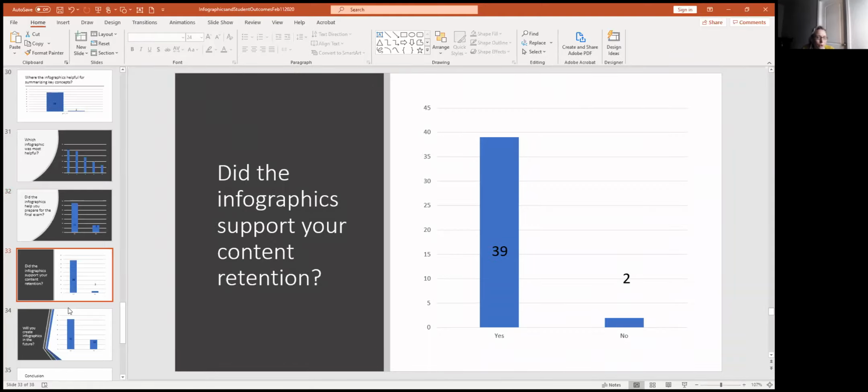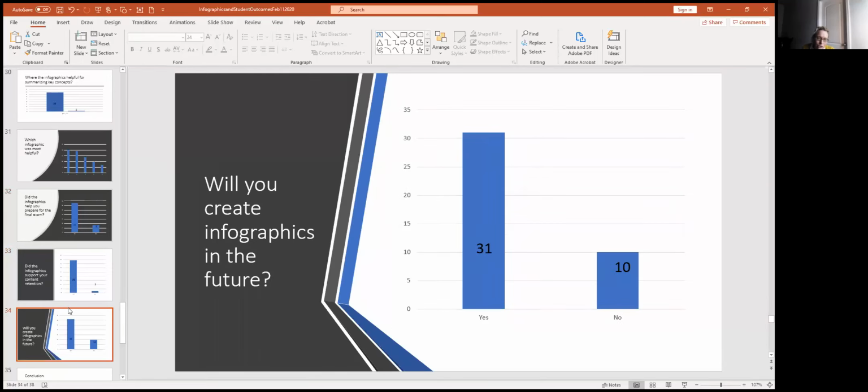Did the infographics support your content retention? And this was, remember, my goal. I am giving these graduate students an enormous amount of information in 4 weeks, and I want them to take these tools into their career and be successful. I want them to retain all of these tools so that they are better managers. And to the question, did the infographics support your content retention, 39 said yes. For me, that is a win. That is my goal. I want you to retain so that you are a better, more effective manager.